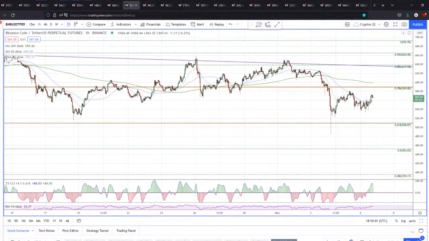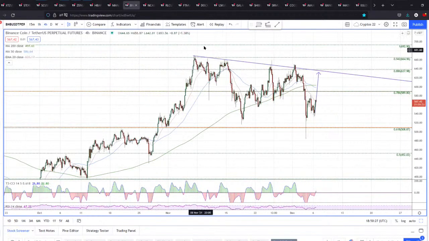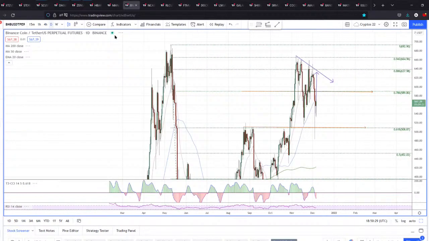We need to watch out in BNB that this is another one where this is not just a three-wave correction, 3 equal swings, because if that's my target and I project it from here, you can see that it lines up with my trend line. And if so, if we were to stop here and reverse and get back, say, underneath 589, this would mean that this whole rally was just a correction and we're not going to break out of the bull flag.